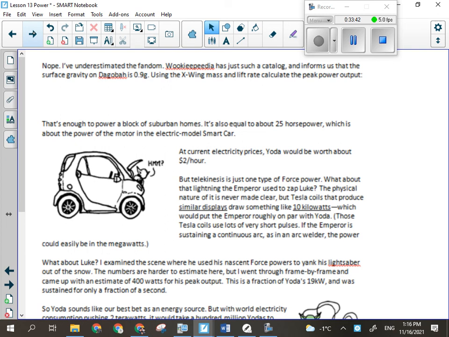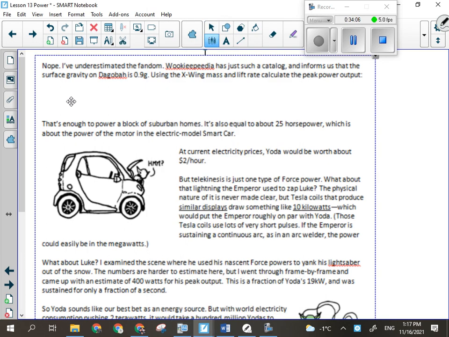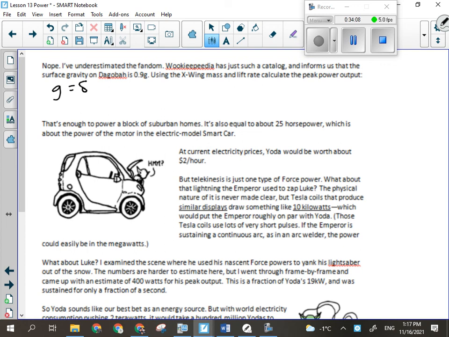So, gravity on Dagobah is 0.9 G. That is 90% of Earth. That means that on Dagobah, the acceleration due to gravity is 8.829. That'd be pretty handy if you were playing sports. You'd be able to jump a lot higher and lift more weight, because acceleration due to gravity would be less. All right, so now we know 8.829 is G.